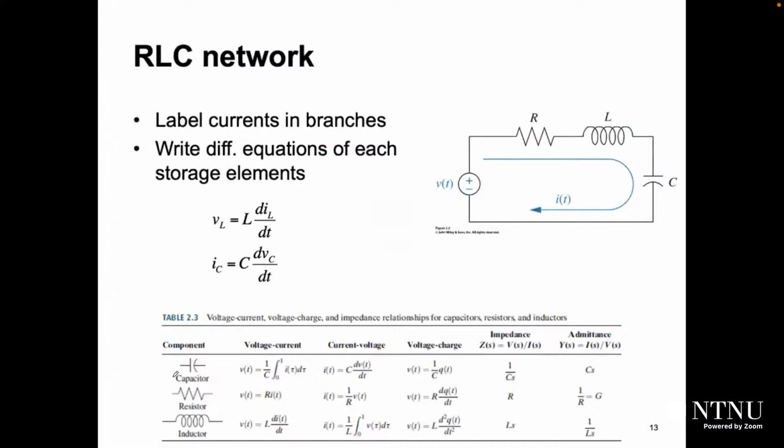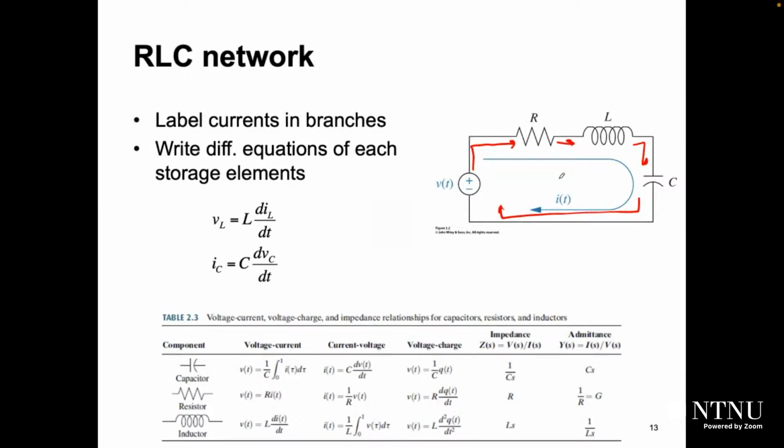Yes. So now we need to make it more complex. We will go from the RL circuit to something more complex, which is an RLC network, and we will do the same. We have 3 steps which we need to follow. First, I need to label current in branches, because my circuit here is only one loop. So the current will go from V to R, from R to L, and from L to C, and then back to the source one more time. So in fact, we have here only one branch.